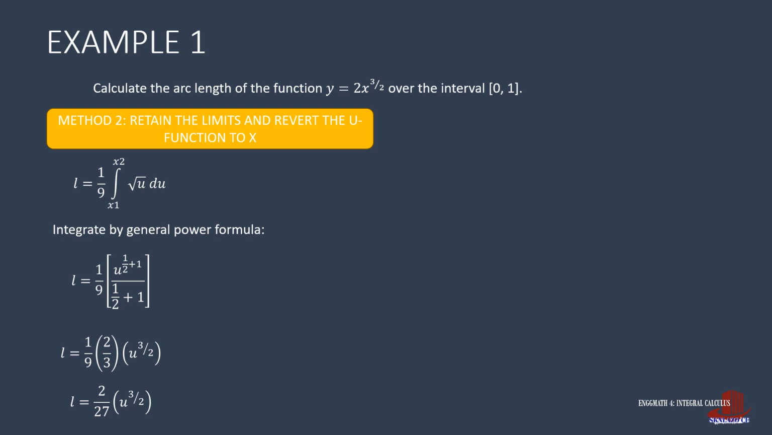This is the final u, and we need to revert this back in terms of x, based on the assignment earlier, which was u assigned to 1 plus 9x. Place this u into the final L to have 2 over 27 of the quantity 1 plus 9x raised to 3/2 with the limits from 1 to 0.